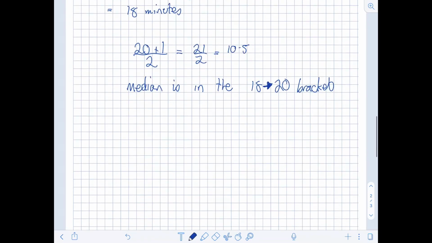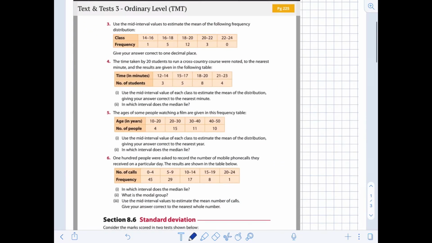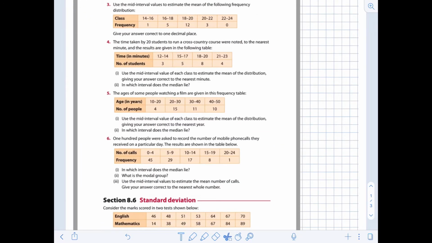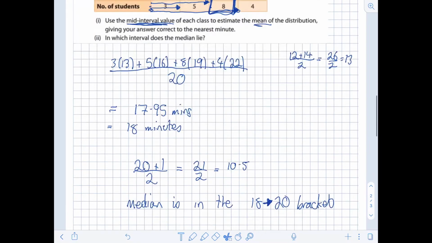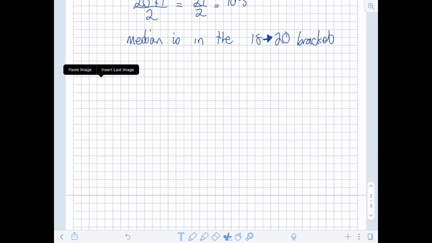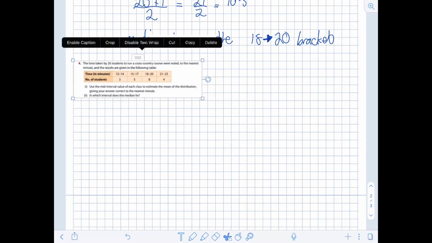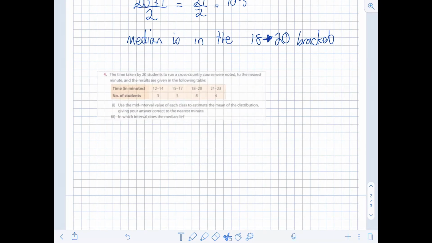Okay, so that's question 4 answered. Okay, let's take a look at question 5 next. Let's pull it down here. Copy, and let's put it in there. Insert, paste image. Okay, make it a little bit bigger.